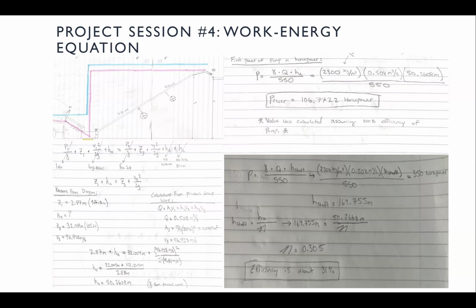After doing a little research, we found that a large commercial concrete pump had about 350 horsepower. And using this new horsepower, we were able to calculate the efficiency of a commercial pump at about 31%. Noticing the discrepancy between the commercial horsepower and efficiency and our calculated horsepower and efficiency, we realized that this was due to the lack of head loss in our system, which is to be expected.